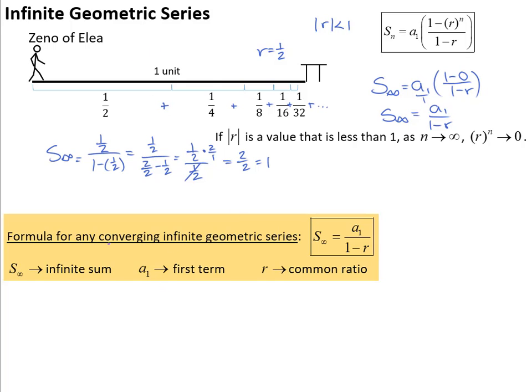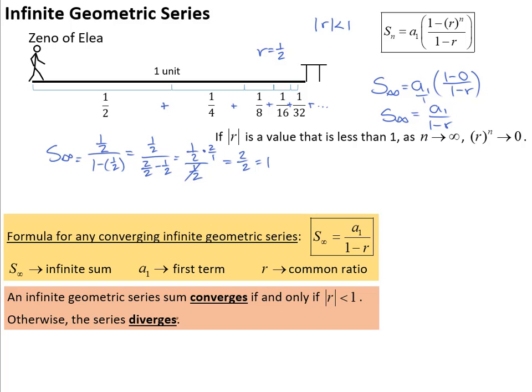So this is the formula for any converging infinite geometric series, where this is the infinite sum, the first term, and the common ratio. However, it only converges if and only if the absolute value of r is less than 1. These values need to be getting smaller and smaller. We need to be adding smaller and smaller values, I should say. Otherwise, the series diverges. So we need to do this check. If and only if it passes that check, we'll use this formula.